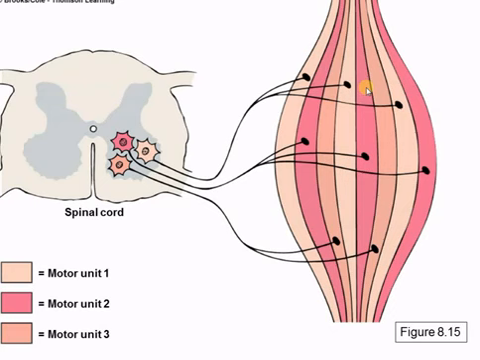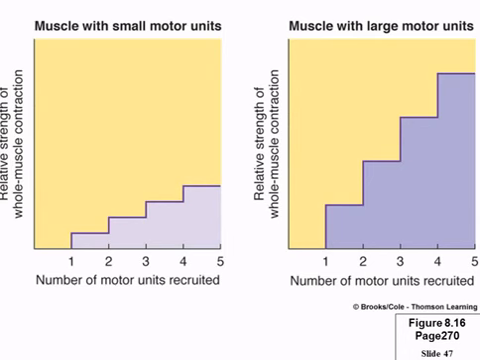Increase the what? Frequency. So that I add twitches, which is called wave summation. Right. So wave summation or twitch summation. And then here's just an example. You can have different motor units of different sizes.